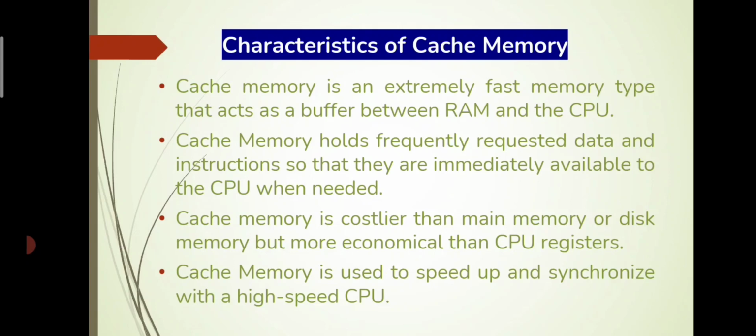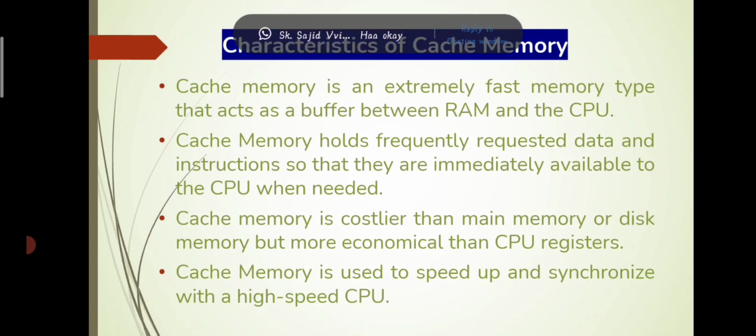As we can see, there are different types of memories. Among these, cache memory is the fastest memory. So let's study some of the cache memory characteristics.